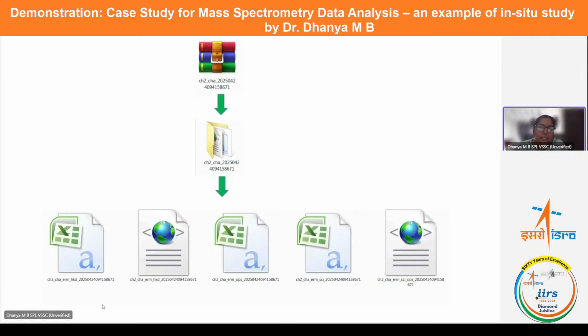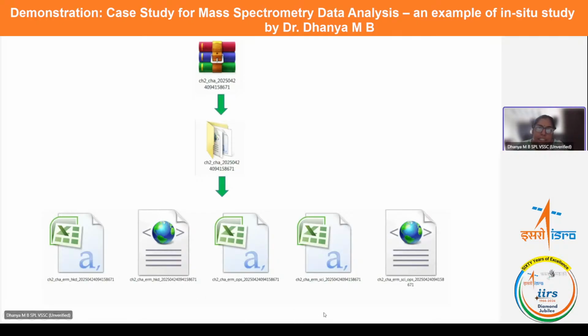So in the CSV files, there is a file with CH2, CHA, for Chandrayaan 2, ChACE 2. Then you can see this term HK, which refers to the housekeeping data. All the relevant housekeeping parameters required for the science analysis are put in here. Similarly, a user would like to know what the operating parameters were. For that purpose, OPS: all the operating parameters like mass range, detector voltage, all information is available here.